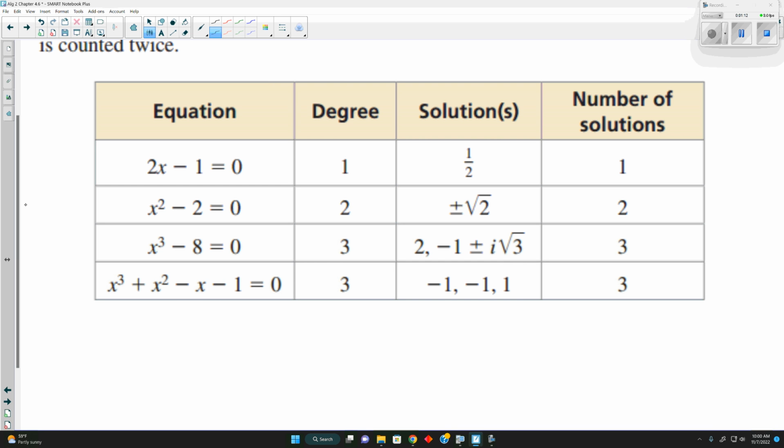The next one that we have, x squared minus 2 equals 0. The degree is 2. Our solutions are plus or minus the square root of 2, and the number of solutions is 2. And the same thing for our next one, x cubed minus 3. Our solutions are 2, -1, plus or minus i square root of 3, but we do have a total of 3 solutions. And our last one, x cubed plus x squared minus x minus 1 equals 0. The degree is 3. Our solutions are -1, -1, and 1. And the number of solutions is 3.